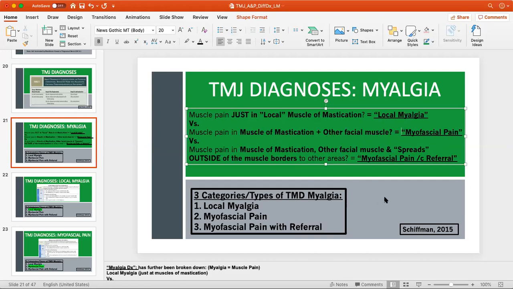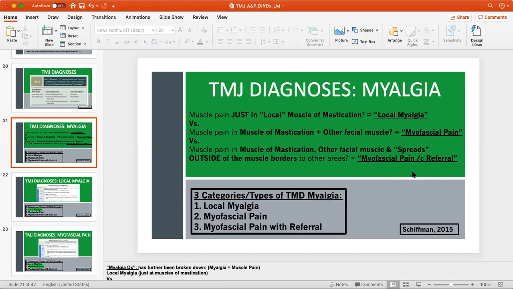So maybe you have pain in the forehead, temples, neck pain, something like that, where you have a muscle trigger point or muscle tenderness that is contributing or part of the clinical picture. So that's myofascial pain. And then if we move farther down the continuum, we start seeing myofascial pain with referral.